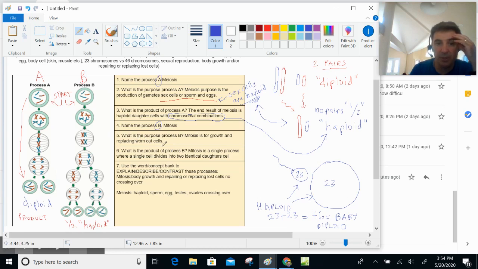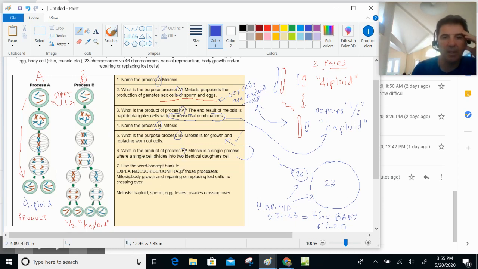What is the purpose of meiosis? For growth and replacing worn out cells. That's true for mitosis. Check. What's the purpose of process A? Yeah, you flipped them, right? Okay. What is the product of process B? Mitosis is a single process where a single cell divides into identical daughter cells. And yeah, you're dividing into daughter cells because you want to grow and you want to replace lost cells. But the problem is that your processes are kind of flipped for most of these. You want to switch them.